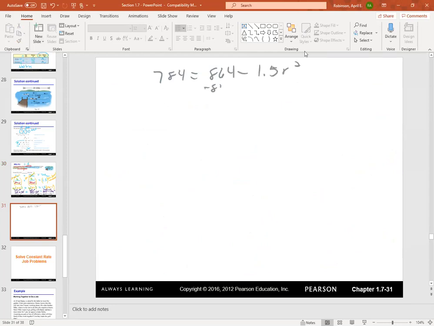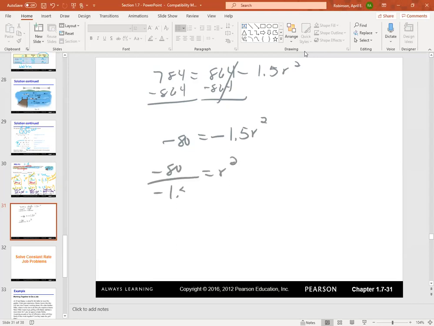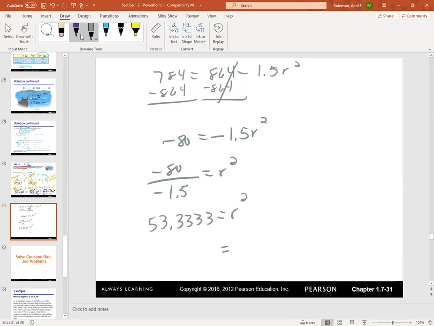If I subtract the 864 from both sides, cancels there, I get negative 80 equals negative 1.5 r squared. So r squared is going to be negative 80 divided by negative 1.5. A negative divided by a negative makes it a positive. And I'm going to get 53.3333 equals r squared. I'm going to leave that number in my calculator because to solve for r, I have to square root both sides.